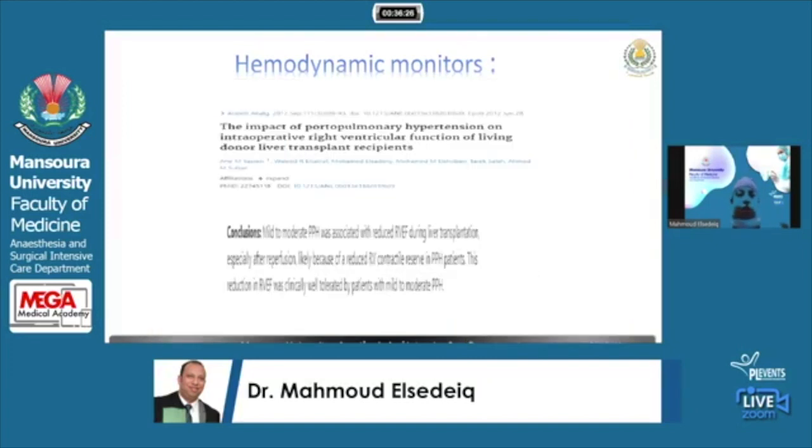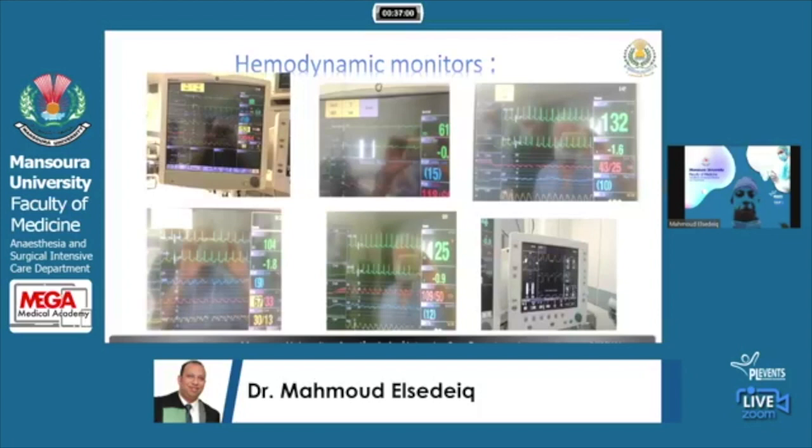A published article from our team: The Impact of Portopulmonary Hypertension on Intraoperative Right Ventricular Function of Living Donor Liver Transplant Recipients. We concluded that mild to moderate portopulmonary hypertension was associated with reduced RV ejection fraction during liver transplantation, especially after reperfusion, likely because of the reduced RV contractile reserve in portopulmonary hypertension patients. This reduction in right ventricular ejection fraction was clinically well tolerated by patients with mild to moderate portopulmonary hypertension.